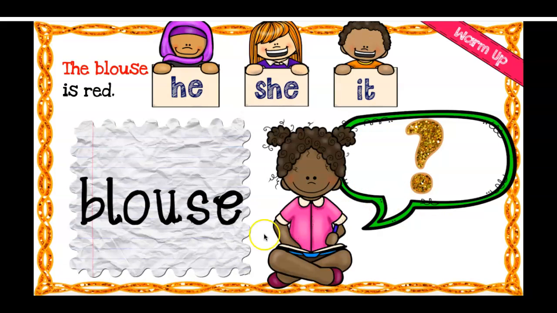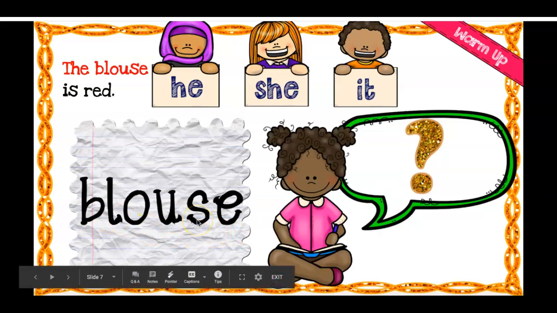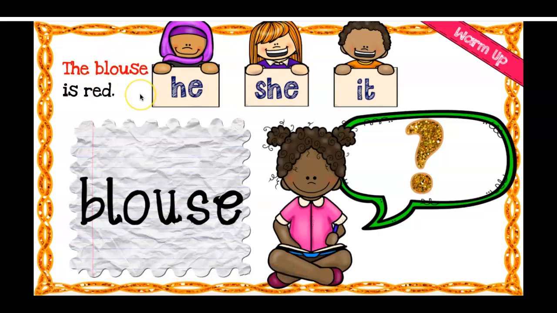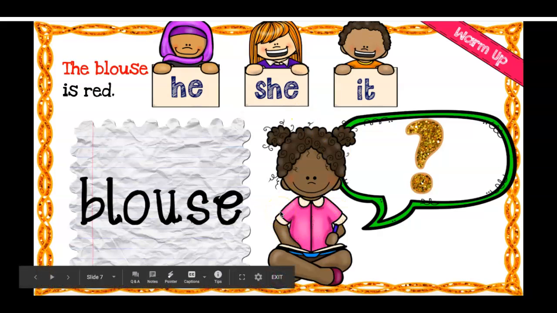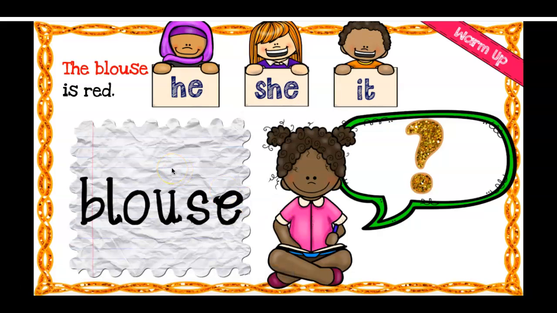Let's try another one. Here's your word, blouse. The blouse is red. And blouse is kind of another word for a shirt. This girl is in an almost red blouse. So how could I use a pronoun in this sentence? Would I choose he is red, she is red, or it is red?